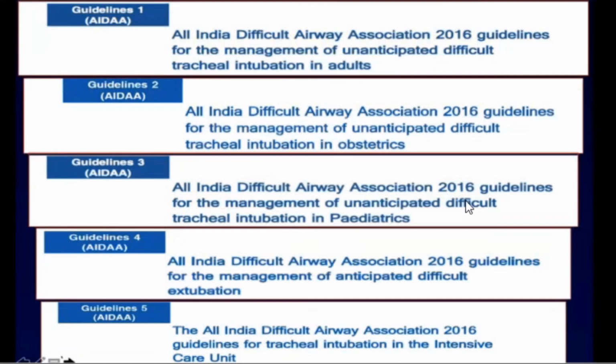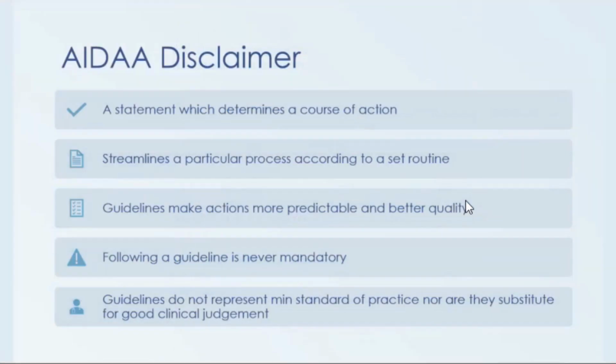So they've not just given us one guideline, they've given us 5 different guidelines. One is for unanticipated difficult airway in adults, which I'll be dealing with mainly. They've also given us guidelines for obstetrics, for pediatrics, and probably for the first time in the world, the intensive care as well.